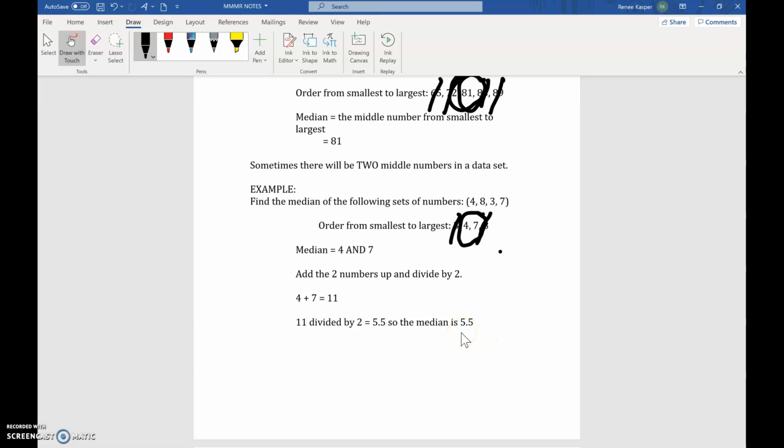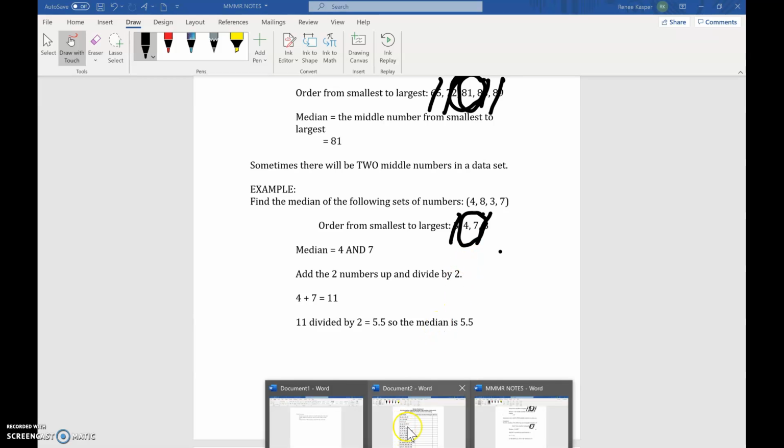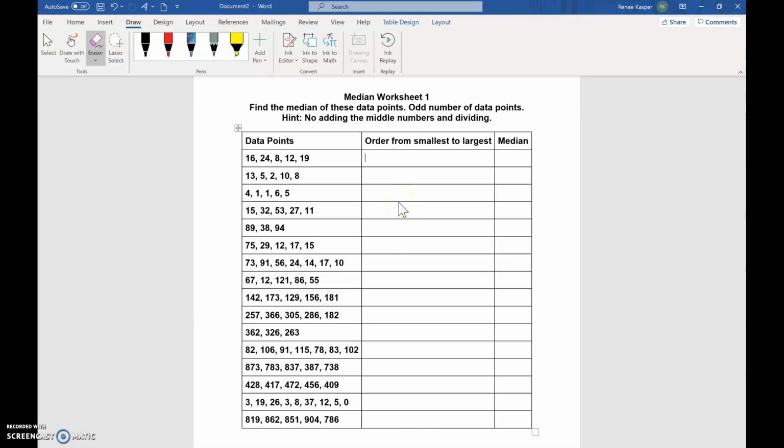The reason why we're doing this is because we want to find that middle number right in between the 4 and the 7. So by adding up the 2 numbers and dividing by 2, that'll give us our middle number. So let's try one more on our worksheet that we'll have for day 1. So find the median of these data points, odd number of data points. So there will be no adding the middle numbers and dividing. Tomorrow, Tuesday, this is when we're going to focus on adding up the middle number and dividing by 2.